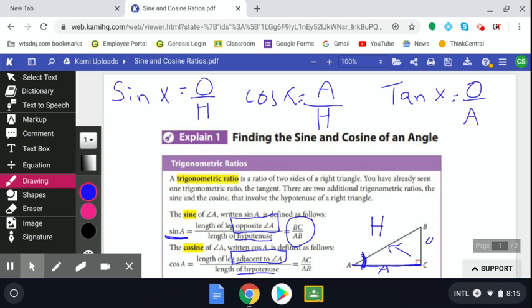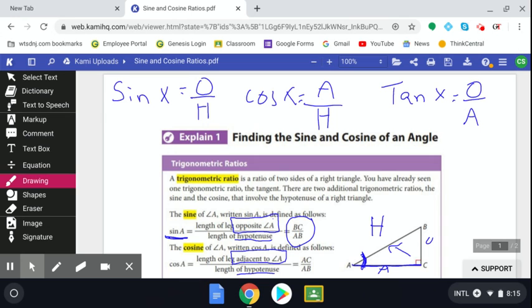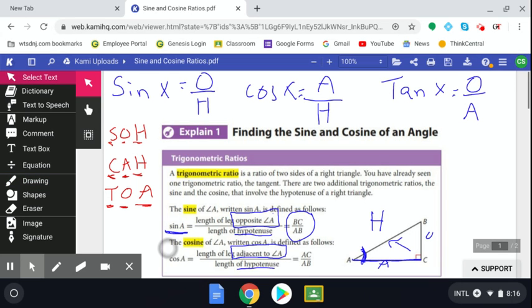Okay, so now you have the three trig ratios that we're going to be using throughout this unit. One way to remember it that students use is by using SOH CAH TOA. So what that means is that sine is equal to the opposite side over the hypotenuse, cosine of the angle is equal to the adjacent side over the hypotenuse, and tangent of the angle is always equal to the opposite side over the adjacent side. So that is just a way to try to help you remember what those trig ratios are.